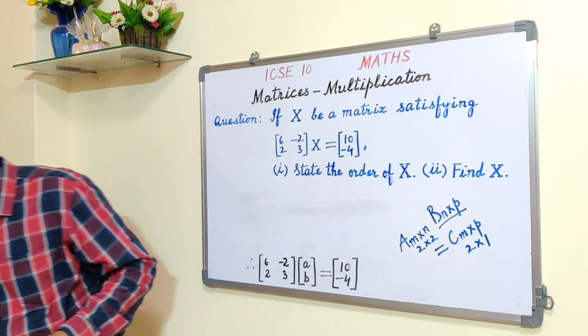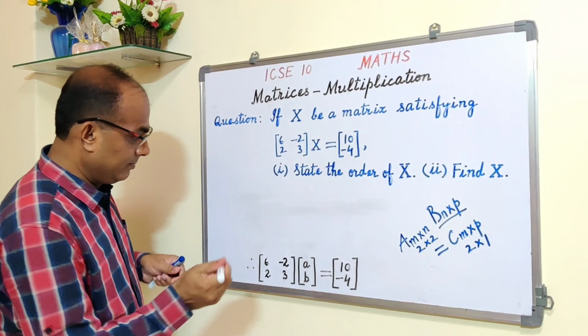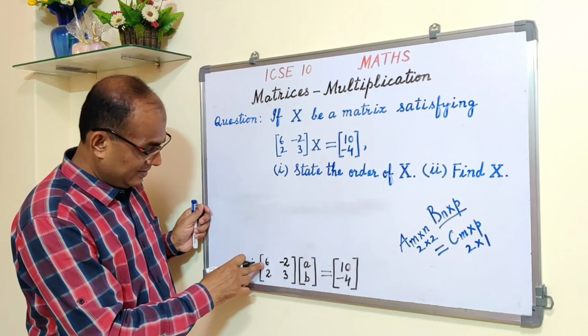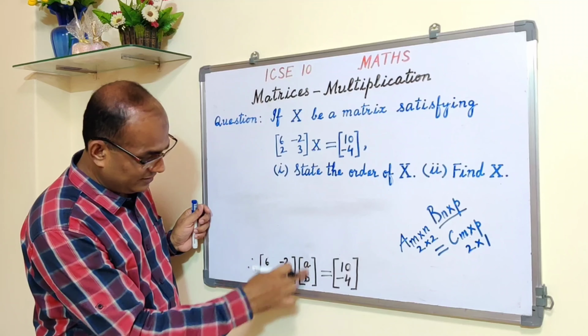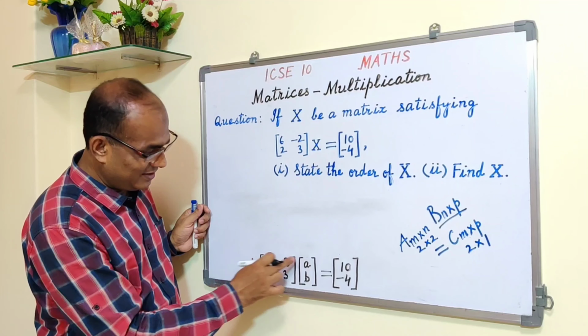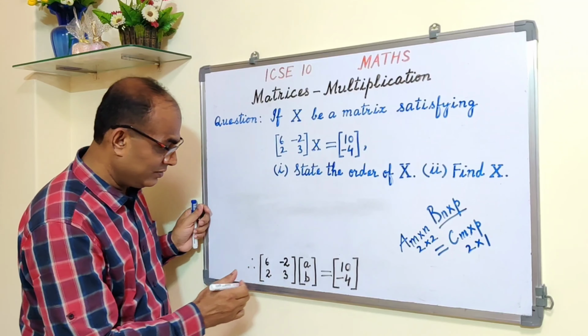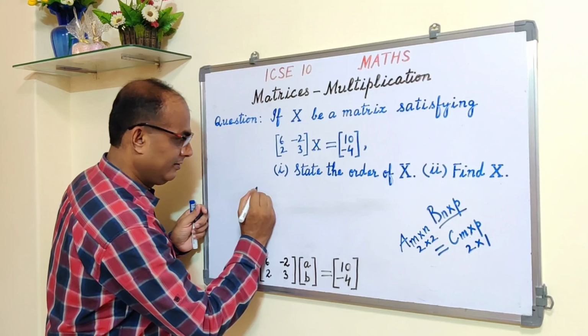After this, now we are multiplying. You know how to multiply? So 6, this first row and this column. So 6 into a, that is 6a, minus 2 into b, that is minus 2b. So 6a minus 2b.